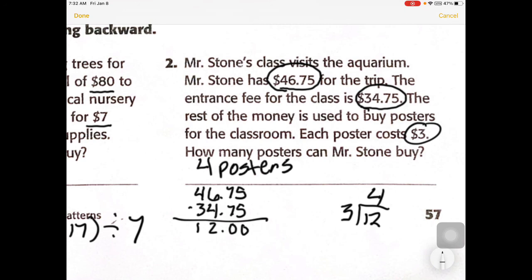And they want you to turn this into an equation. So you can do 46.75 subtract 34.75 and put that in parentheses. And then you can do divided by 3.